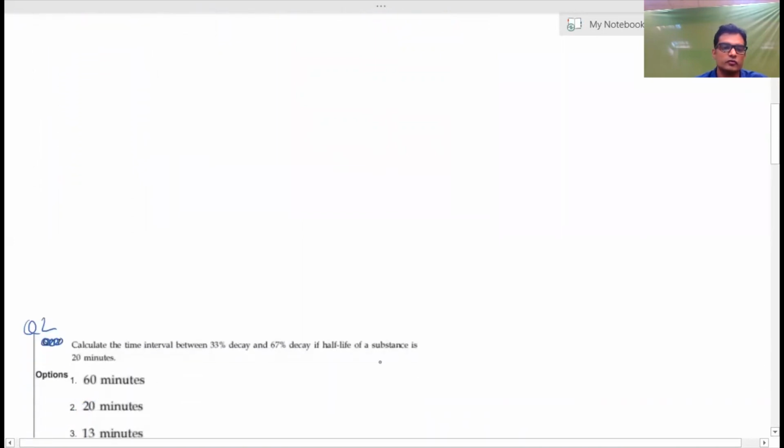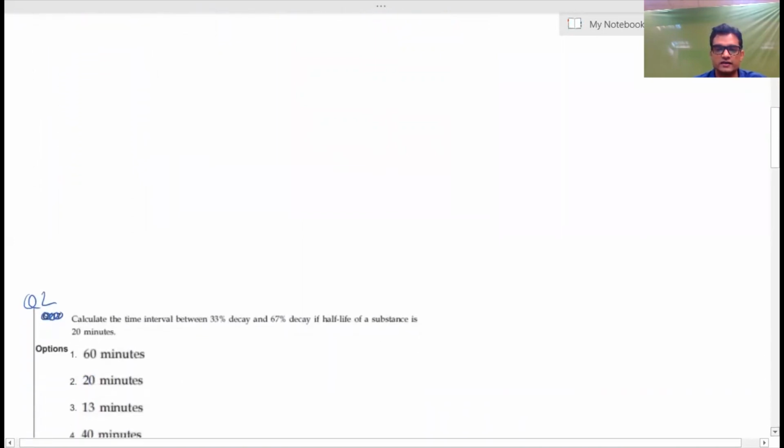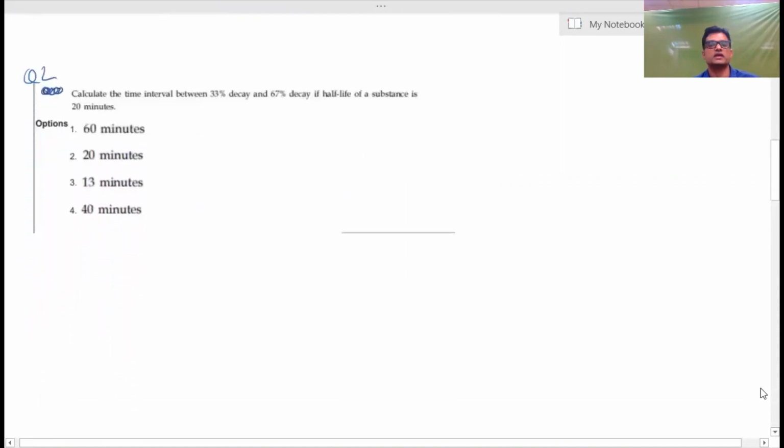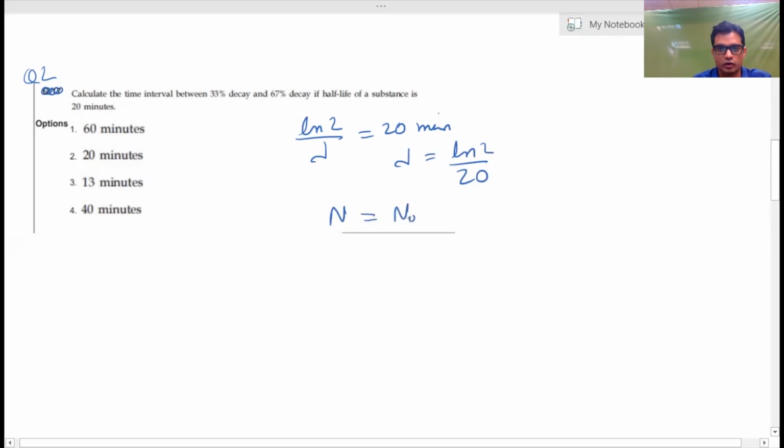Now in this question it is asking that we have to calculate the time interval between 33% decay and 67% decay if the half-life of the substance is given as 20 minutes. So we can say that ln2 by lambda is equal to 20 minutes, and here lambda will come out to be ln2 by 20. And as we know, the number of remaining nuclei N is equal to N naught e to the power minus lambda t. Okay, N naught is the initial nuclei.